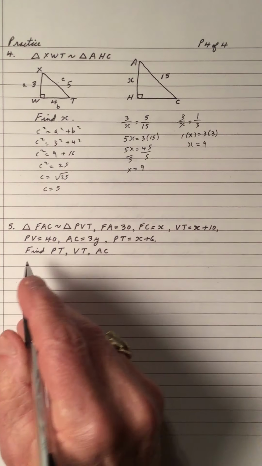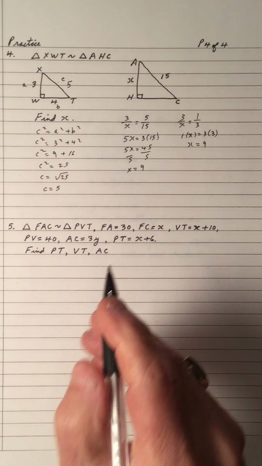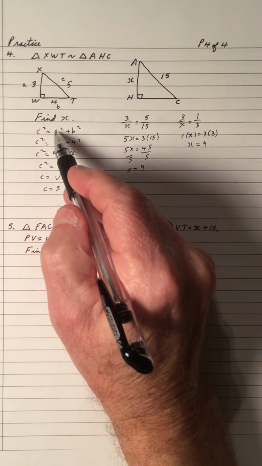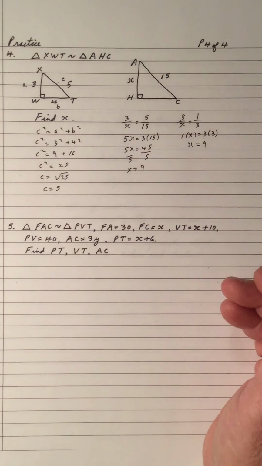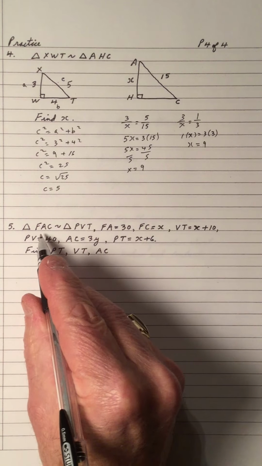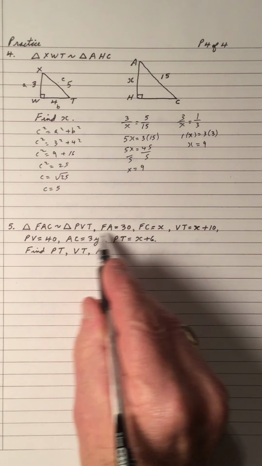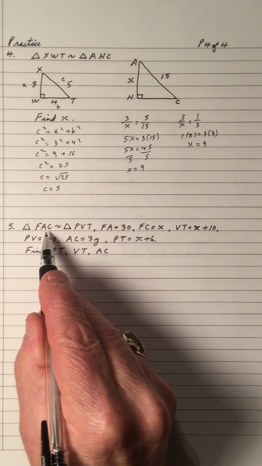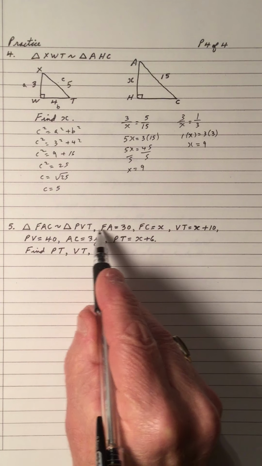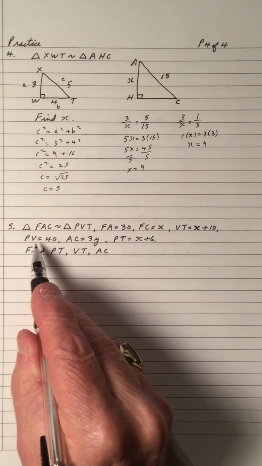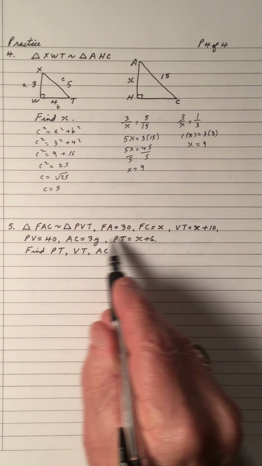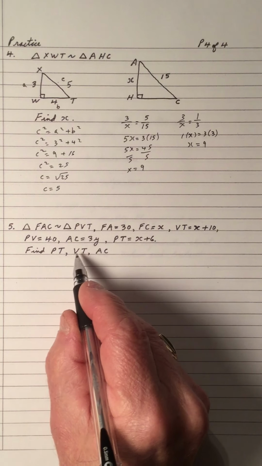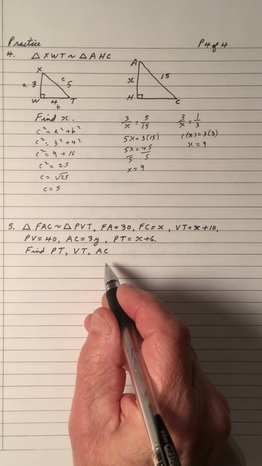And number 5, hopefully everything is going well, but I like to make a variety. Again, I put the Pythagorean in here to make it a little different question. So, to make it faster, I have a triangle FAC similar to PVT, and I have all this information. Notice all the sides are given. So I have to find PT, VT, and AC.